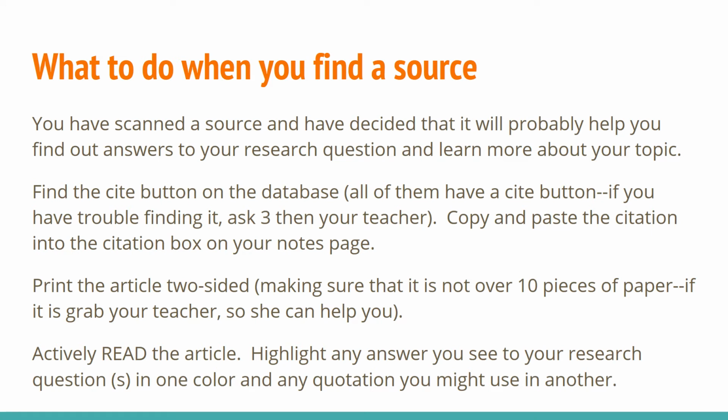So you've found an article that's going to work off of Encyclopedia Britannica. You have found the citation button and you've clicked it and you've copied and pasted the citation and put it at the top of your notes page. You've checked your notes page and made sure that your overall research question is at the top. Now you need to read.